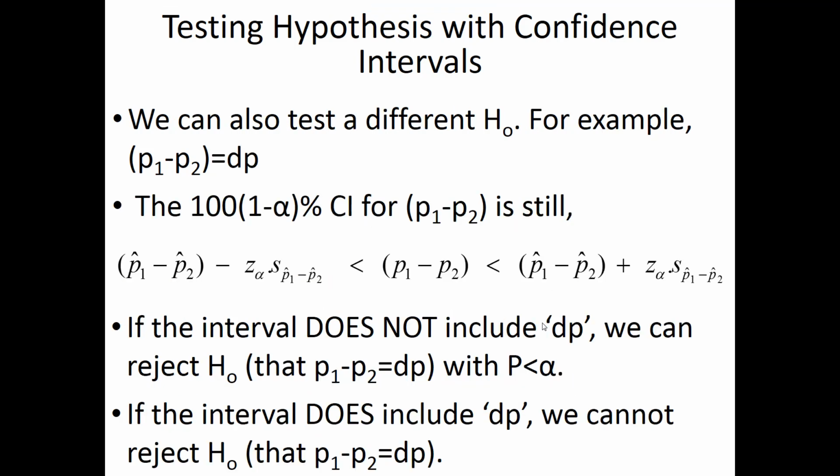We can also test a different hypothesis. For example, that the true difference in those proportions is equal to dp. The 100 times 1 minus alpha percent confidence interval for this difference is still this relationship. However, if the interval does not include dp, we can reject this hypothesis that the difference in the proportions is equal to dp with p less than alpha. If the interval does include dp, we cannot reject this hypothesis.